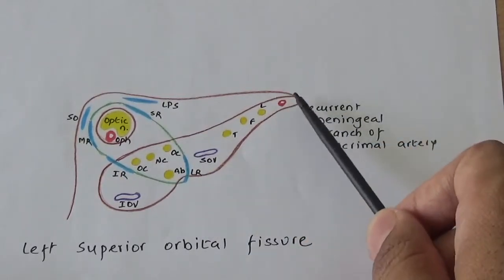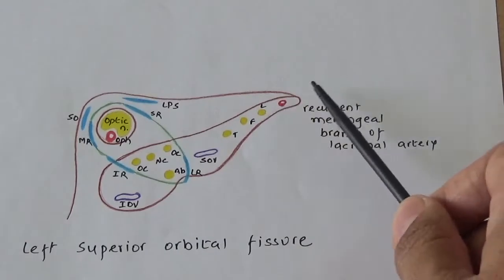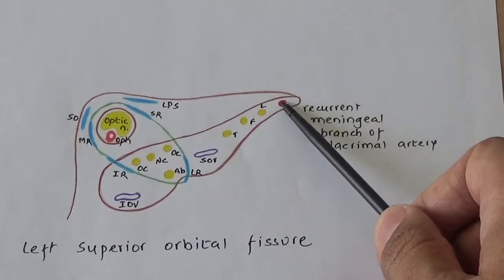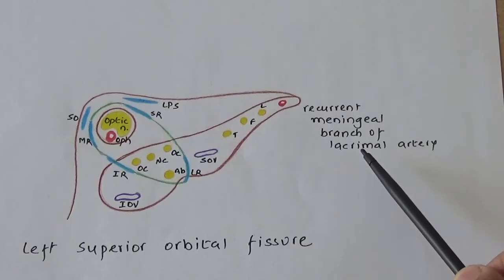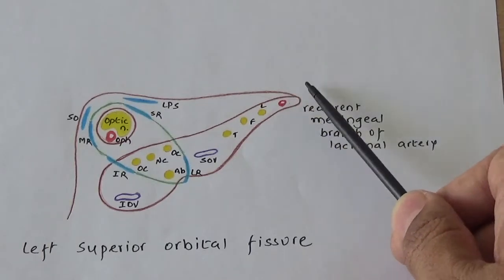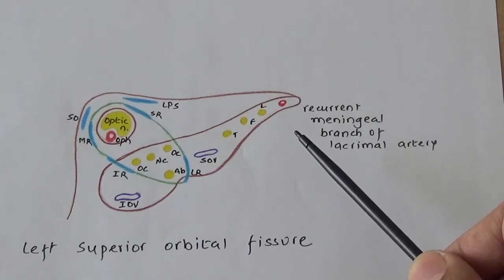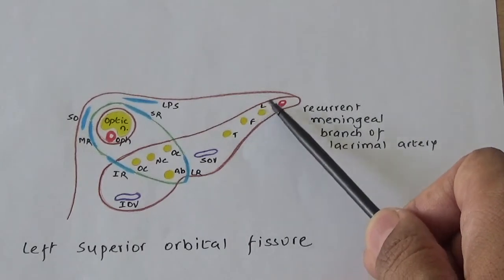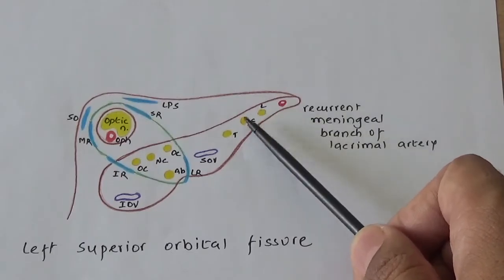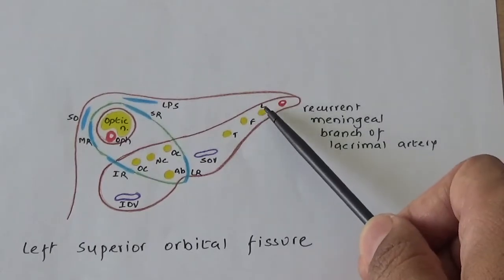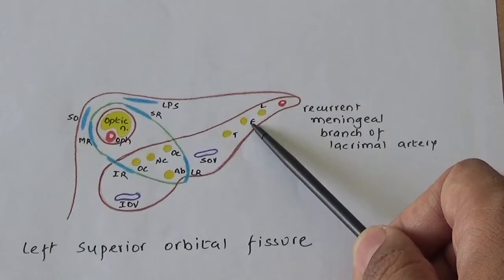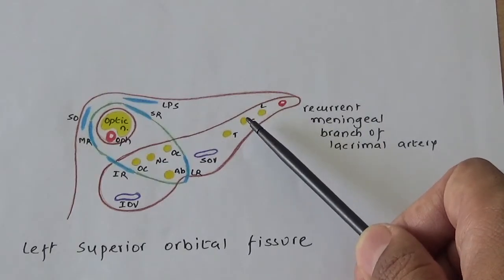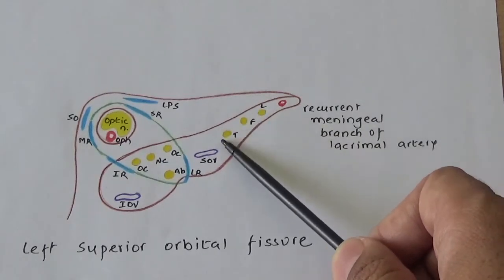Now let's see the structures passing through the superior orbital fissure. In the lateral area, you can see there is an artery, which is the recurrent meningeal branch of the lacrimal artery, which will form an anastomosis with the corresponding branch of the middle meningeal artery. Additionally, there are three nerves, namely L, F, T. This is how you can remember. L stands for lacrimal, F stands for frontal. These two are branches of the ophthalmic division of the trigeminal nerve, and T stands for trochlear.